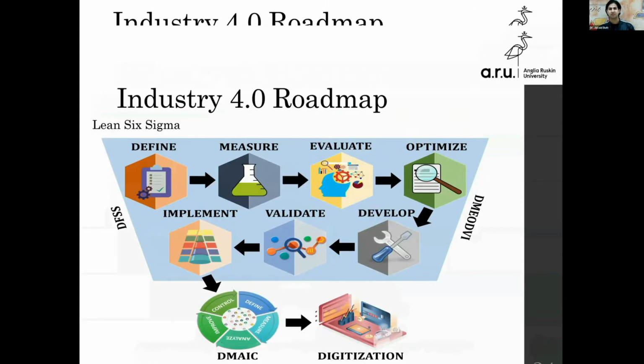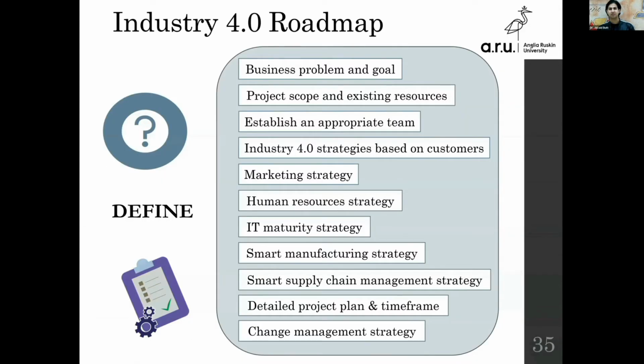In the define stage, what you need to do is define what it is that you are trying to do. It can very simply be a business problem. It could be that my business problem is I am not producing enough output. How can I mitigate that? And then you need to align that with the organizational strategies.